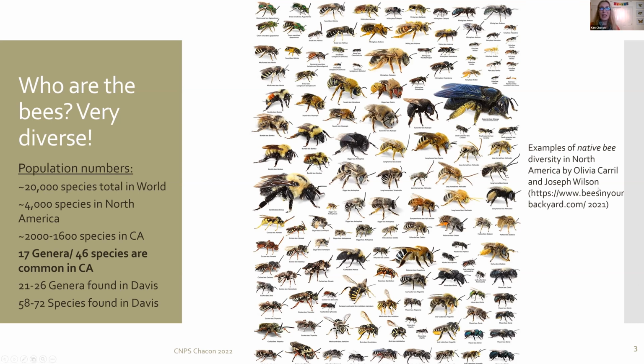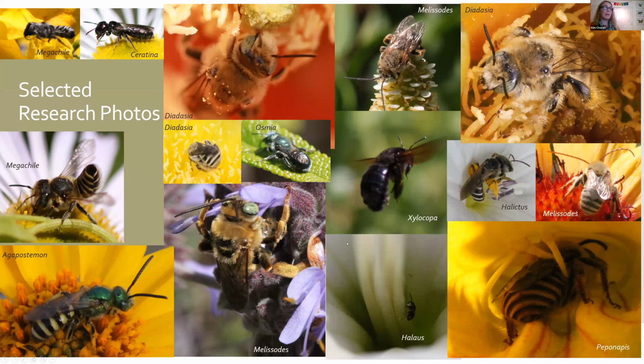As you can see, bees look a lot different. They are different sizes, they have different hairs, they are different colors. There is a massive amount of diversity with bees. This is a wonderful poster, which you can get at this website if you're really interested. These are some of the selected research pictures of bees that were actually seen in Davis. So in case you're curious what they actually look like in real life, these are images from my research.